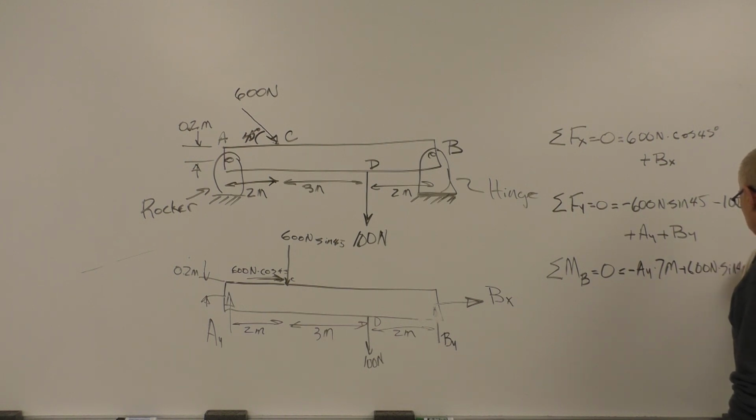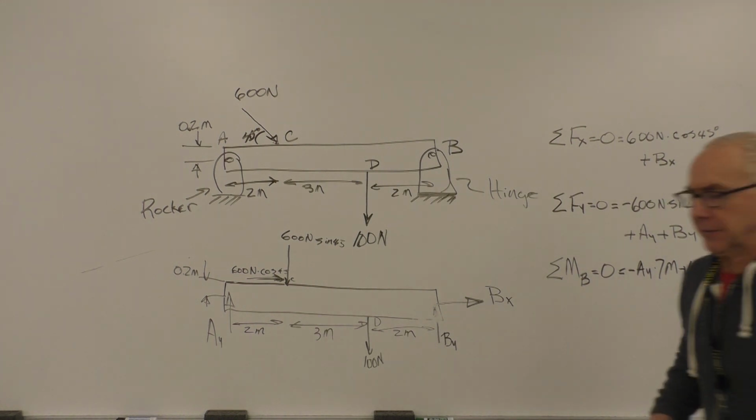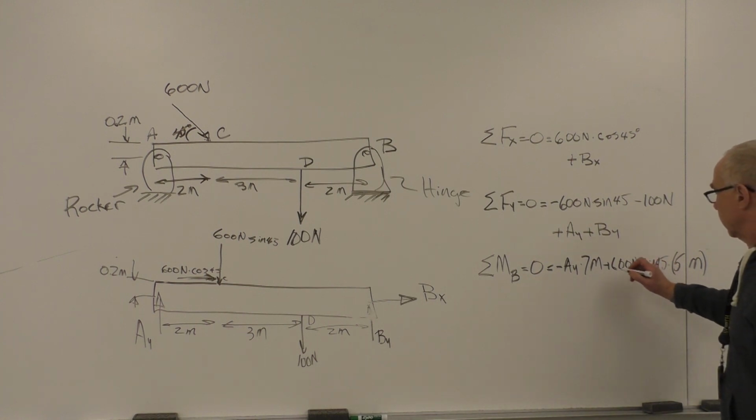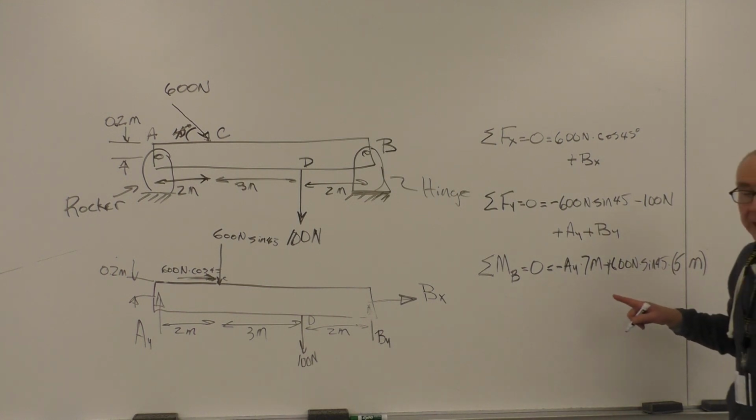sine 45 times, I think I'm running out of room. Hold on, I have to see where my camera is. And times 5 meters. All right, so I'll put parentheses around these so we understand. And you can see the units are going to be Newton meters, right? For moments, that's exactly what we'd expect.